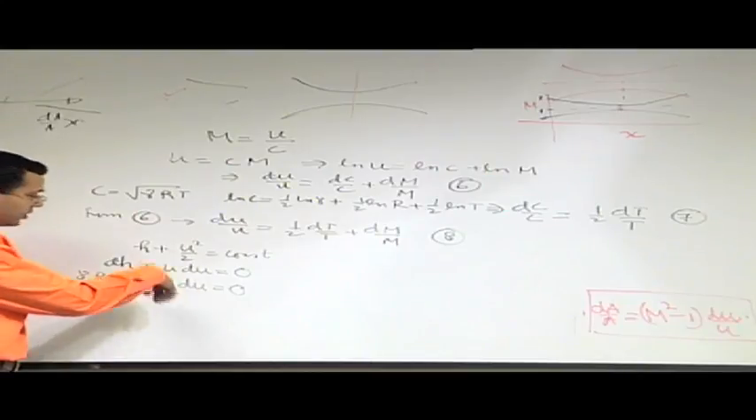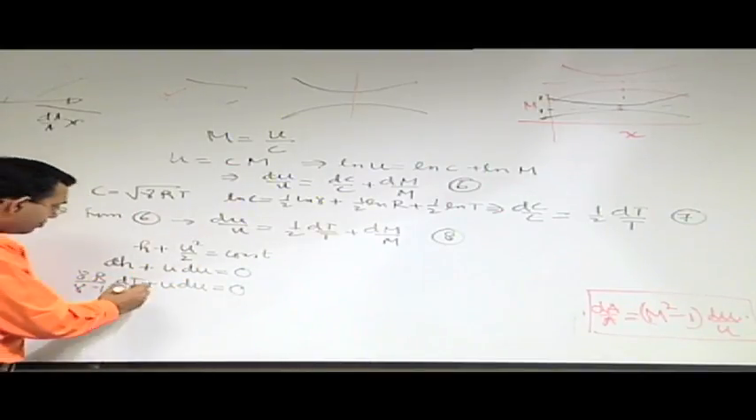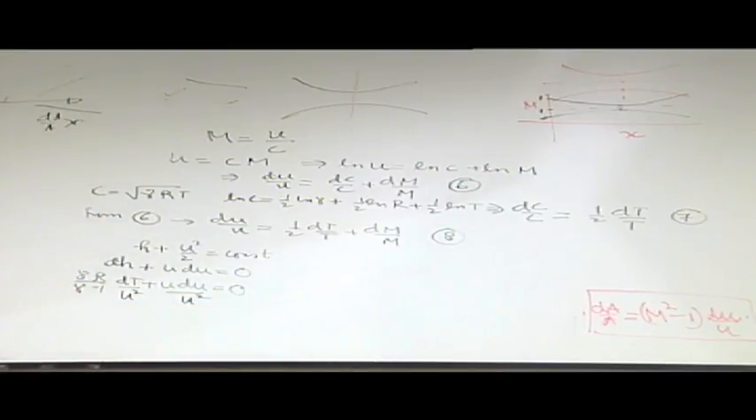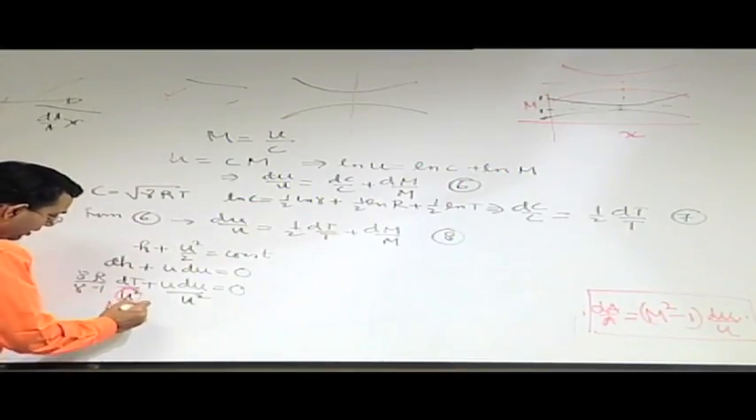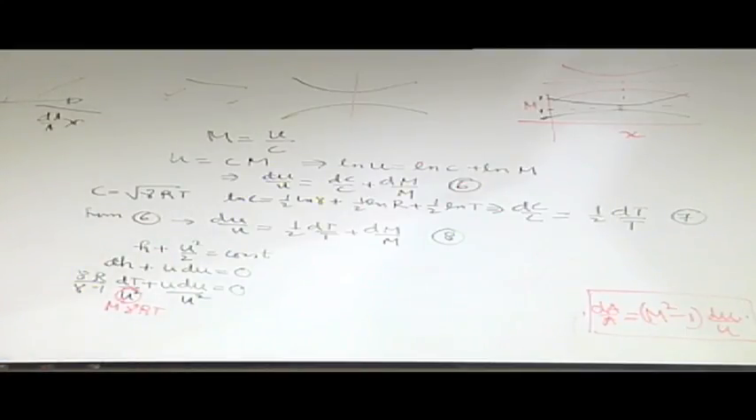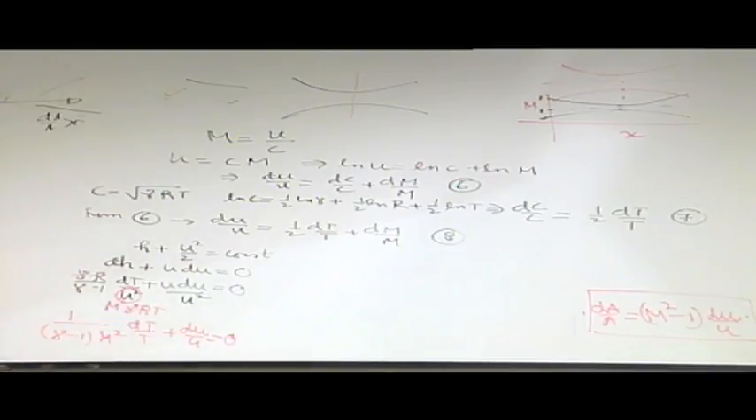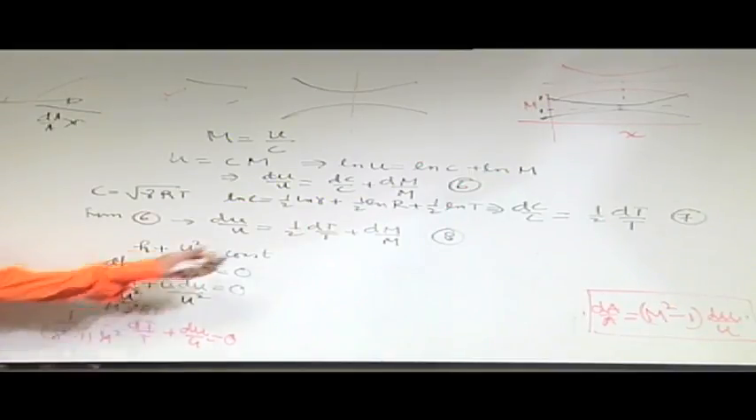If you want to write it in terms of du by u, just divide both the terms by u square. And u square is equal to m square gamma RT. So, gamma R gets cancelled. So, 1 by gamma minus 1 m square dt by t plus du by u equal to 0. So, we have been successful in writing dt by t in terms of du by u.